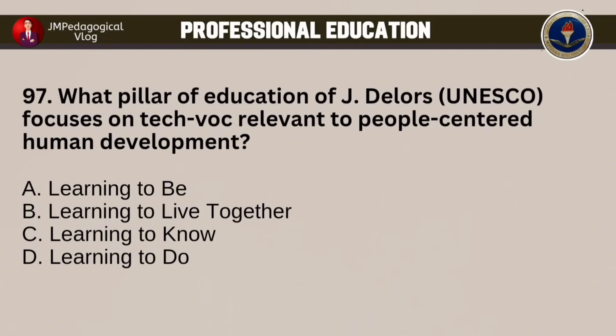97. What pillar of education of J. Delors, UNESCO, focuses on technical vocational relevant to people-centered human development? A. Learning to be. B. Learning to live together. C. Learning to know. D. Learning to do. D. Learning to do.